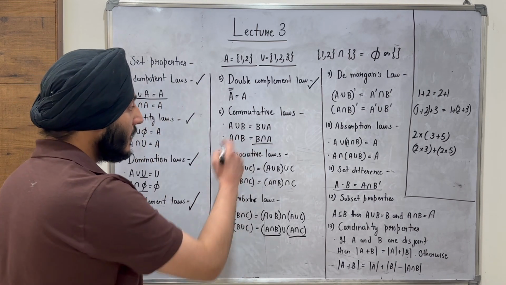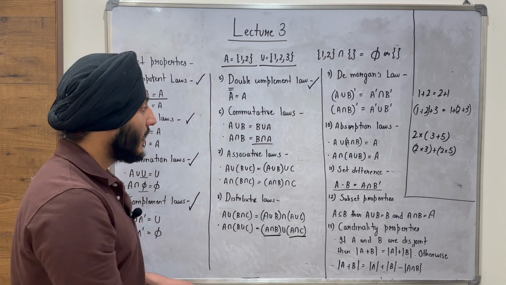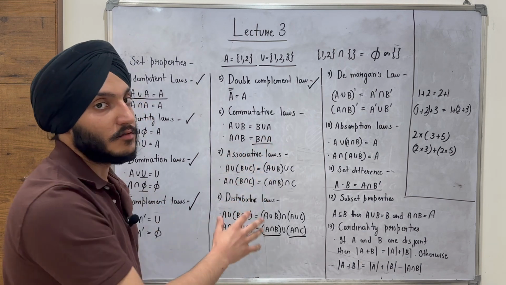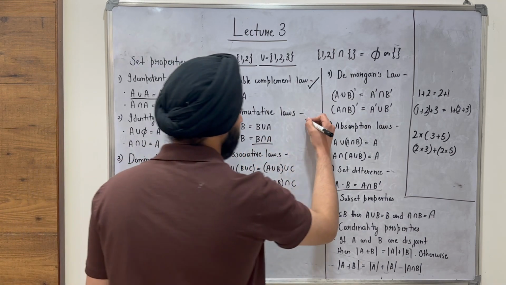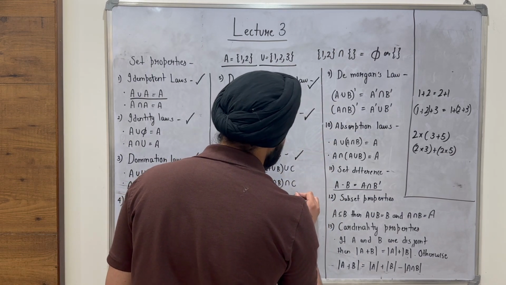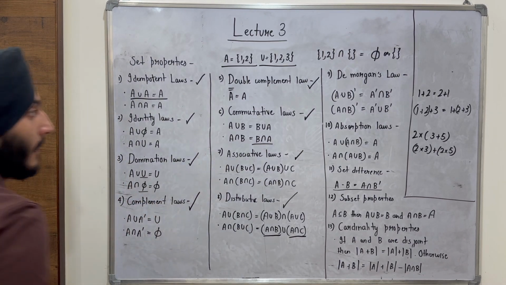So these three are basically simply the laws that we already know from our high school, right? And basically we have added that to the sets as well. So I think we have covered commutative laws, associative laws, and distributive laws. Now let's move on to understand what is the De Morgan's law.